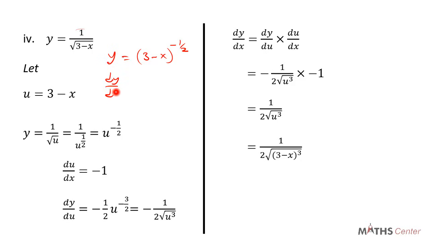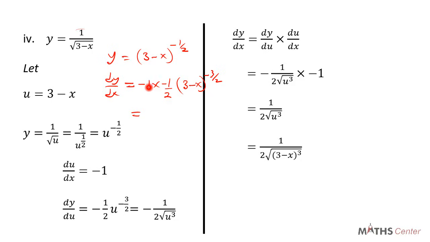So the dy dx will be equal to, when you differentiate what is in the bracket, you differentiate 3, you get 0. You differentiate negative x, you get negative 1. So negative 1 times, then we will differentiate the entire function as a whole. So negative half will drop and multiply, so you have negative half. Then you reduce the exponent here by 1. And so that would be 3 minus x exponent negative half minus 1. And that will give us negative 3 divided by 2.